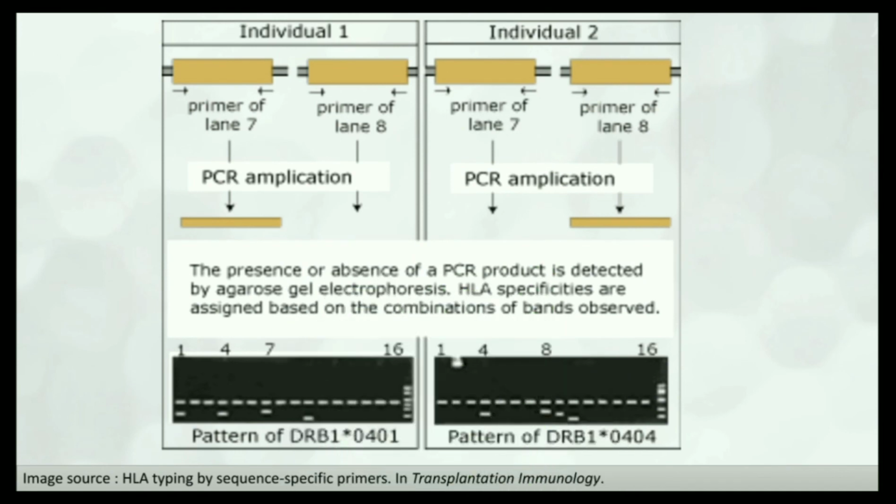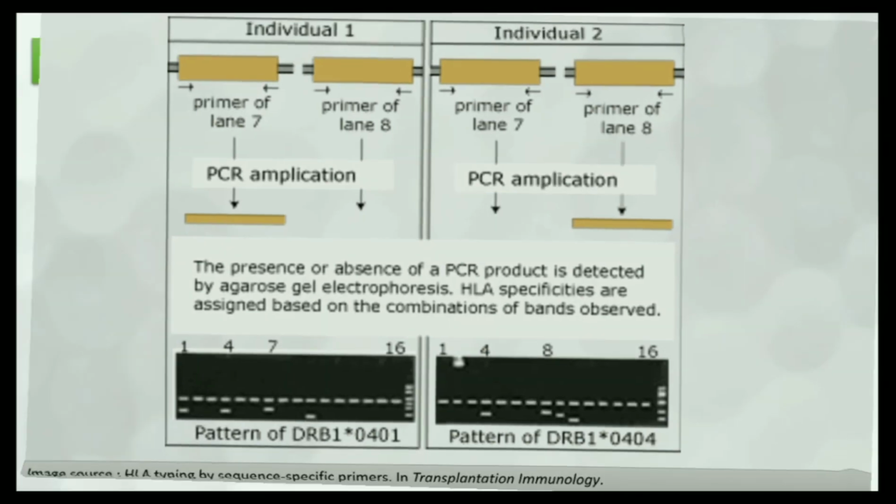Here, for individual 1 and individual 2, the primer of lane 7 and the primer for lane 8 are present after amplification PCR. For the 2 individuals, the presence and absence of PCR product is detected by agarose gel electrophoresis. HLA specificities are assigned based on the combination of bands observed, and here the DRB1 pattern of individual 1 is 0401, while the DRB1 pattern of individual 2 is 0404.